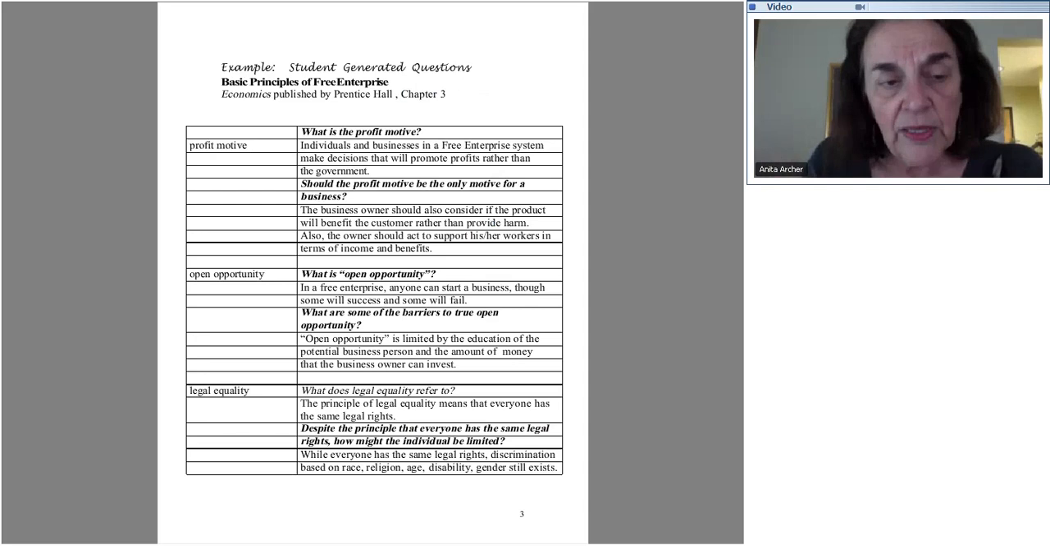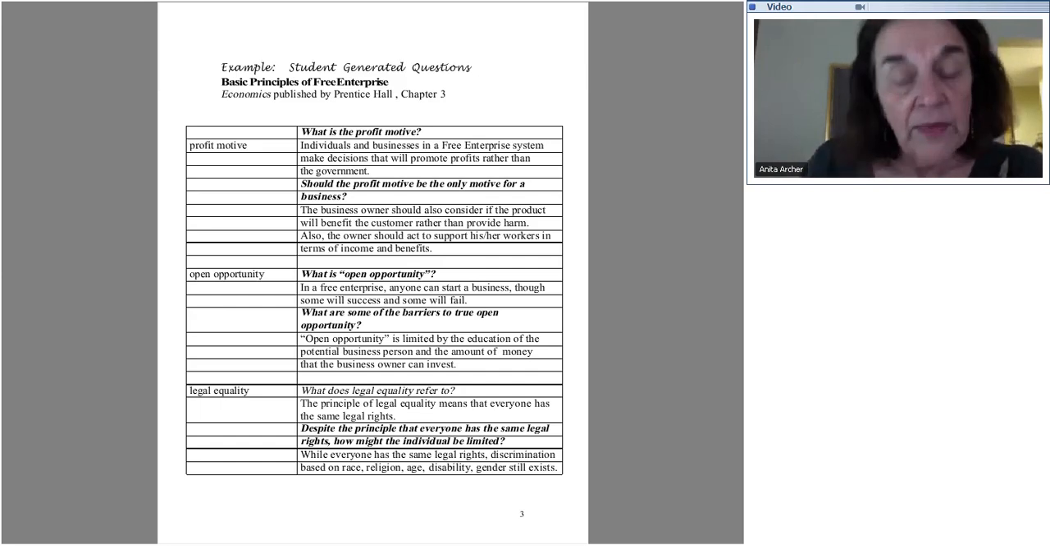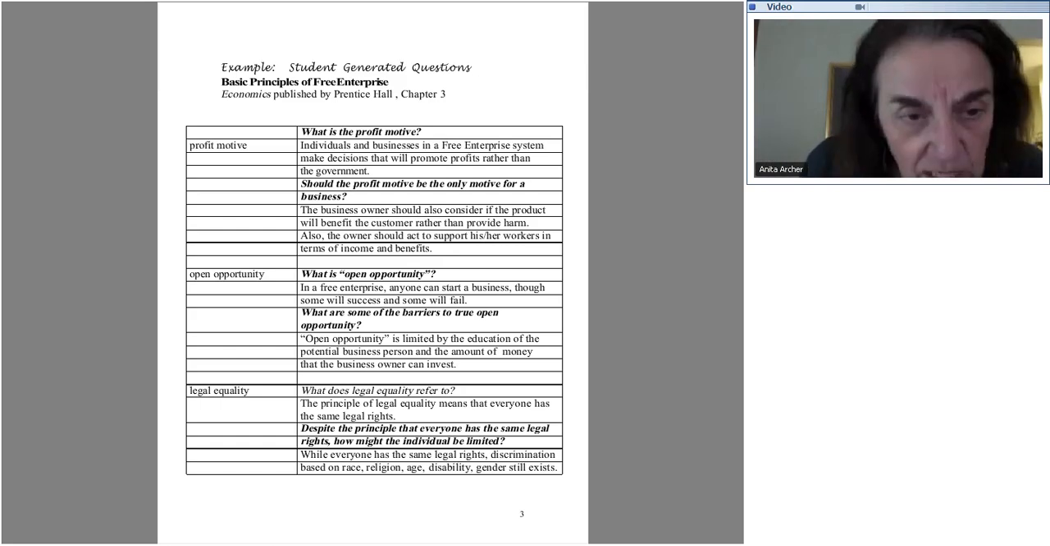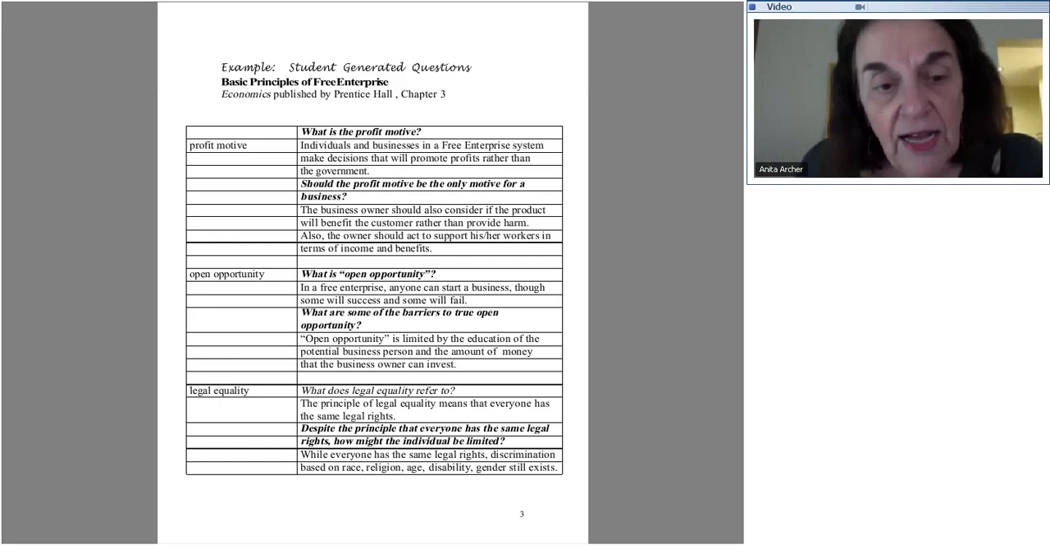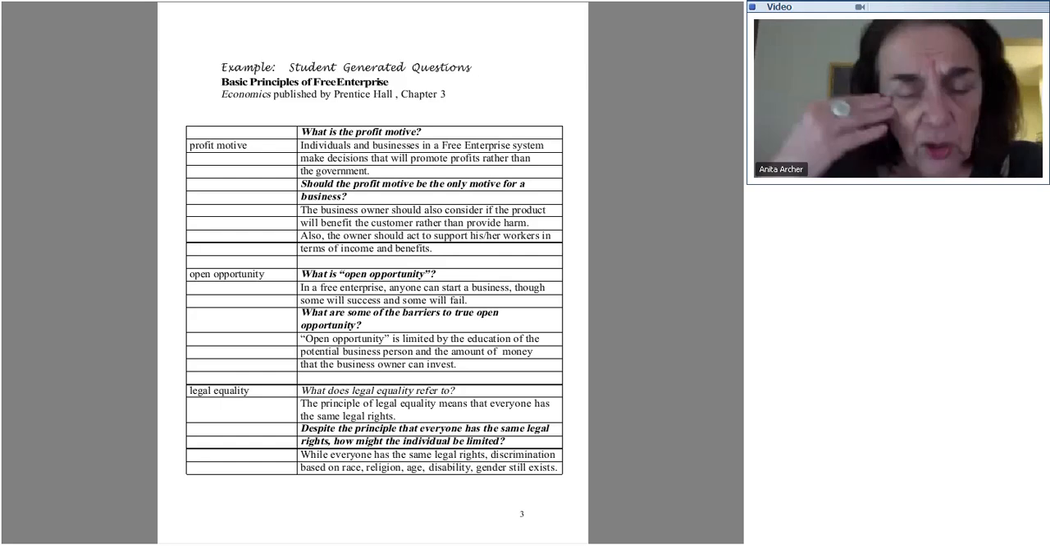So it had one little segment labeled profit motive. Okay, this is all under free enterprise, okay? Profit motive. And I'd have them write first, but I'd have to teach them first, a literal question on it, like, what is profit motive? Then they're going to read the section and answer it. Individuals and businesses in a free enterprise system make decisions that will promote profits rather than the government guiding them in those decisions. And then I would teach them how to ask higher order questions.